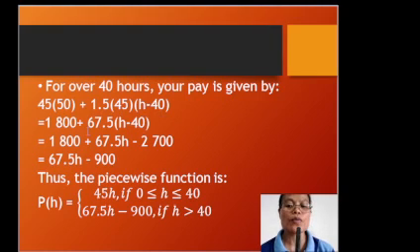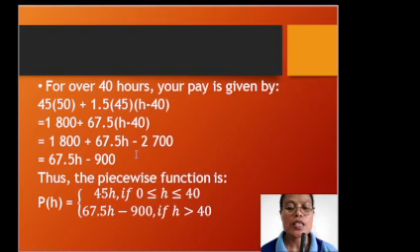So we will distribute 67.5 to h minus 40. So 1,800 plus 67.5 times h is 67.5h, minus 67.5 times 40. So we have minus 2,700. And we will simplify, combine like terms. We have like terms 1,800 minus 2,700 is minus 900. So this formula will be used in computing if you work for over 40 hours in that convenience store.